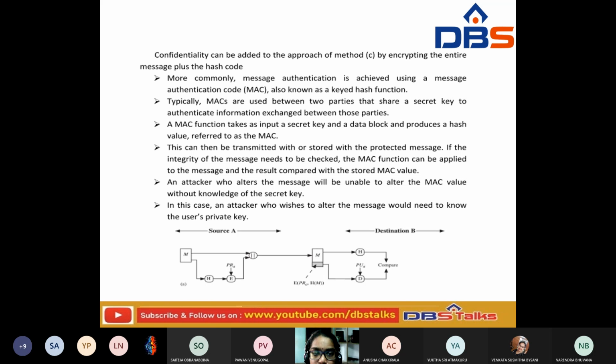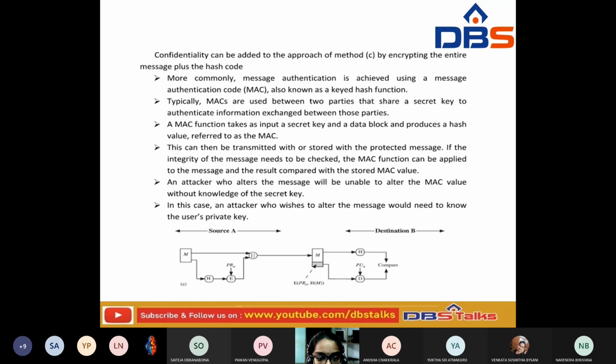So an attacker who alters the message will be unable to alter the message authentication code value without the knowledge of the secret key. In this particular case, an attacker who wishes to alter the message would need to know the secret key. So this is the source, and this is the destination. Most commonly, this is the concept of confidentiality, as in the picture.